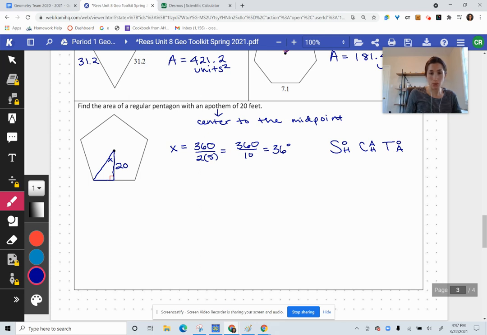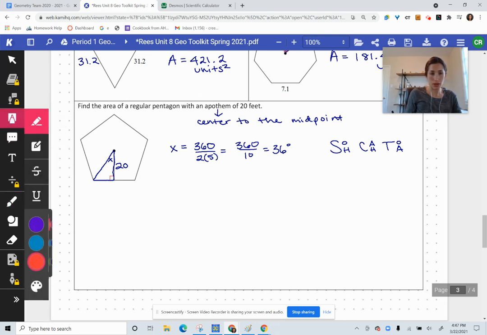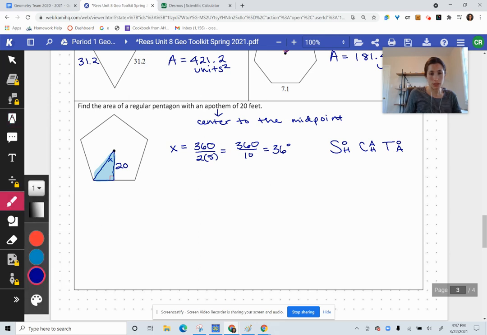And now what we need is, I want to find the area of this triangle here. So if we want to find the area of this triangle, we also need this side length. The area of this triangle is the base, y, times the height, 20, divided by 2. So in order to do that, we'll set up a trig ratio. I'm just going to draw this triangle off to the side here. Put all my measurements in it.